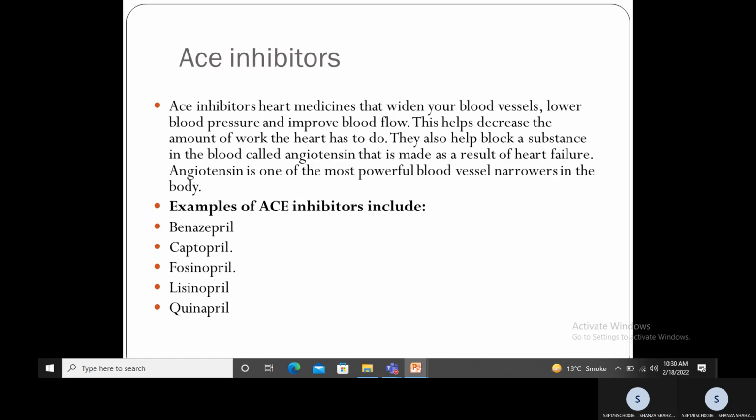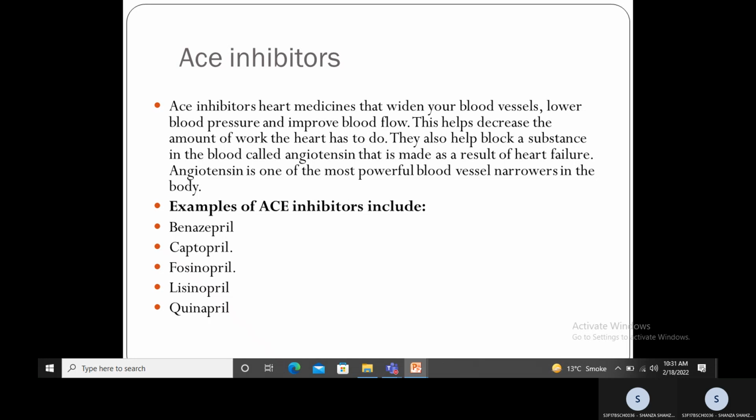Next are the ACE inhibitors. ACE is angiotensin converting enzyme inhibitor, a medication that helps relax the veins and arteries to lower blood pressure. ACE inhibitors are heart medicines that widen your blood vessels, lower blood pressure, and improve blood flow. This helps decrease the amount of work the heart has to do. They also help block a substance in the blood called angiotensin that is made as a result of heart failure. Angiotensin is one of the most powerful blood vessel narrowers in the body.